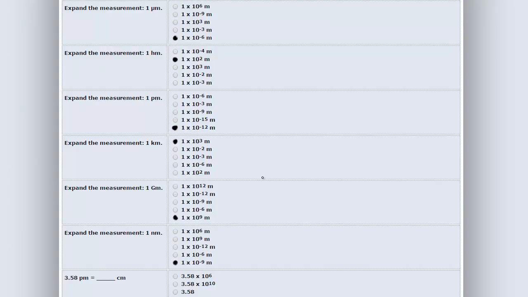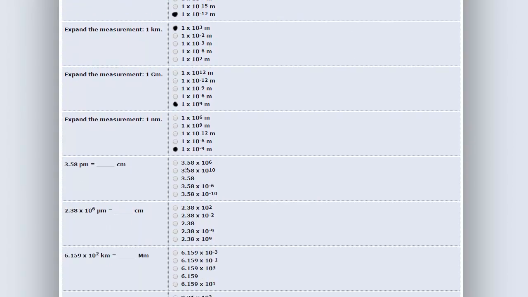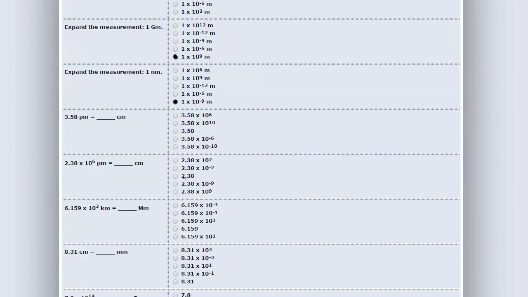So that's just memorization. How well you know the metric system. Do you understand how to go from expanding it to the prefix? Real important stuff. Make sure you know how to do it.